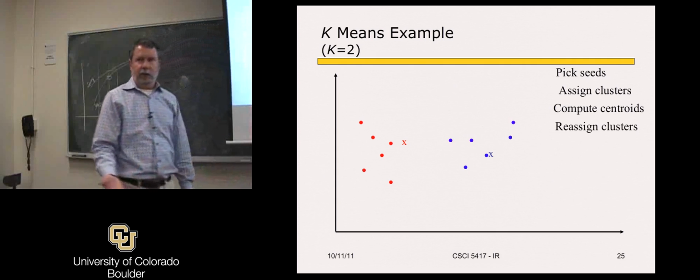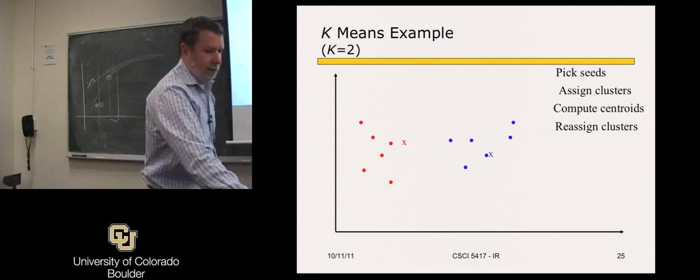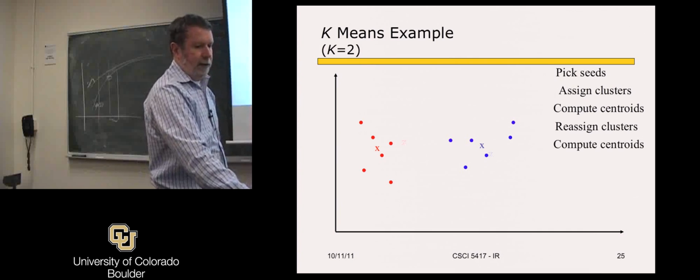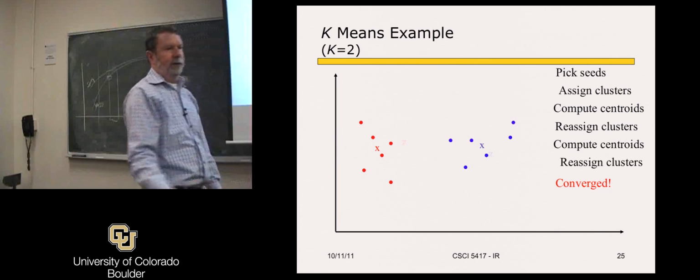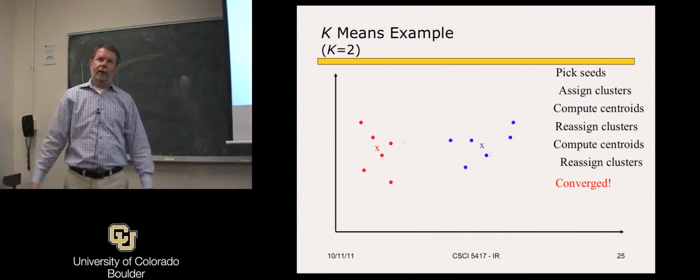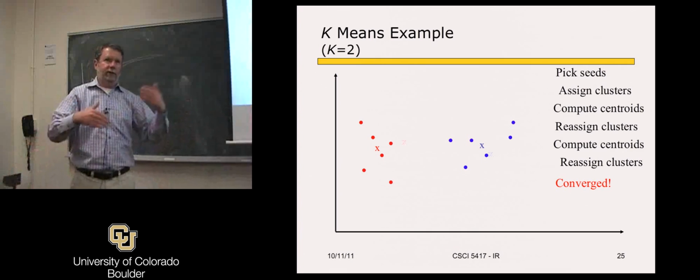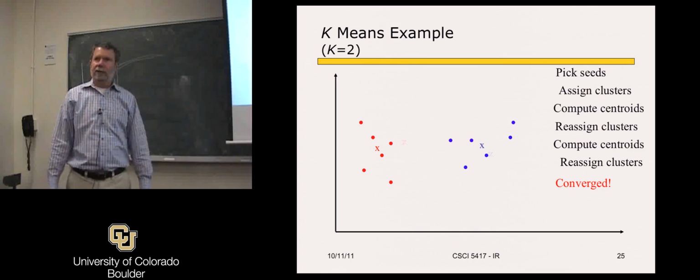Now we have a new centroid. We're going to do it again. The centroid moves again. We compute the centroids again. We reassign the clusters again, and we come to convergence. Now, what's the convergence criteria? The convergence criteria on all these sort of pseudo optimization kind of techniques is twofold.